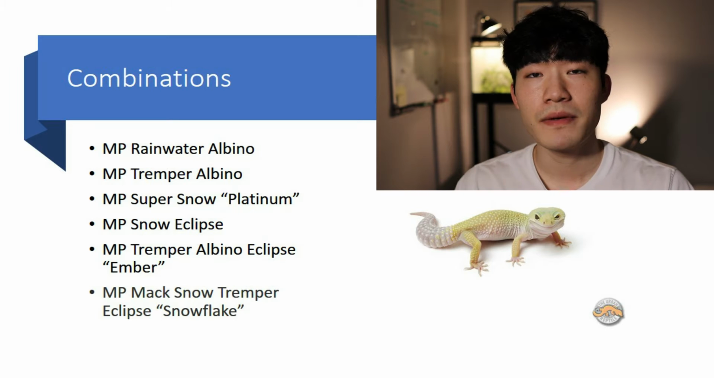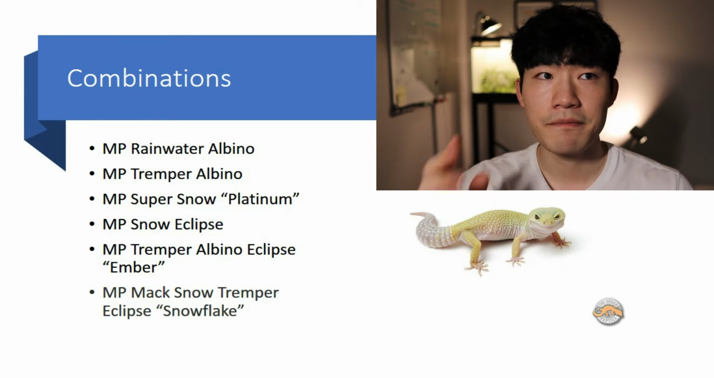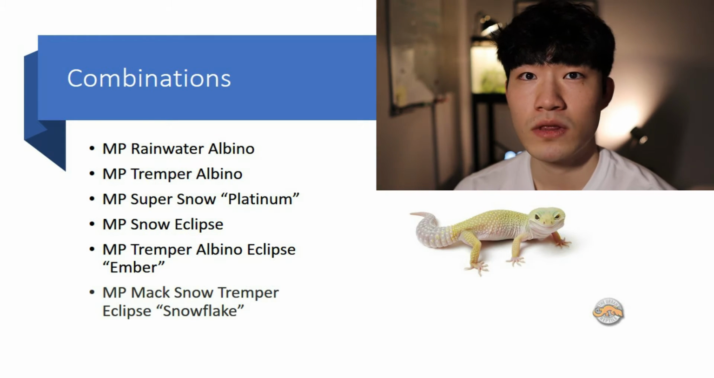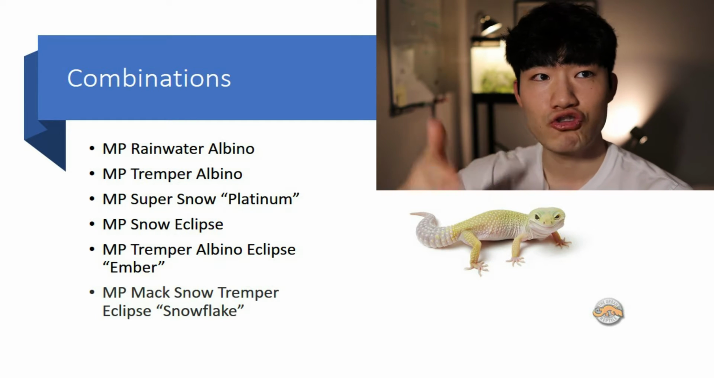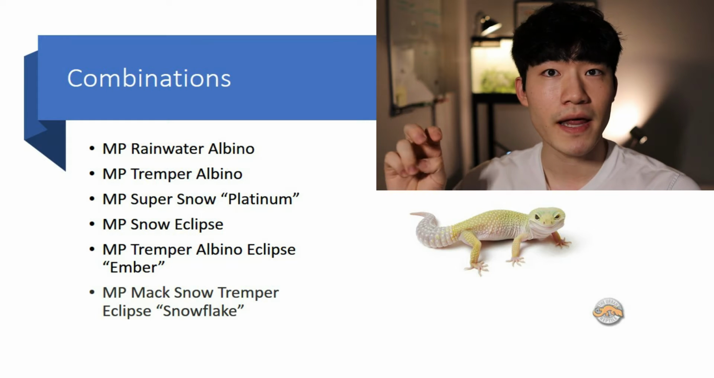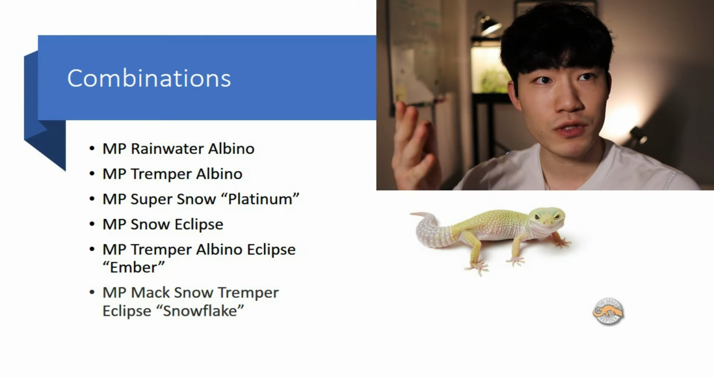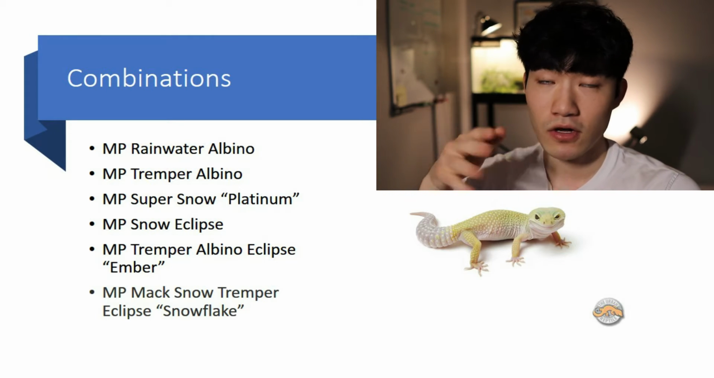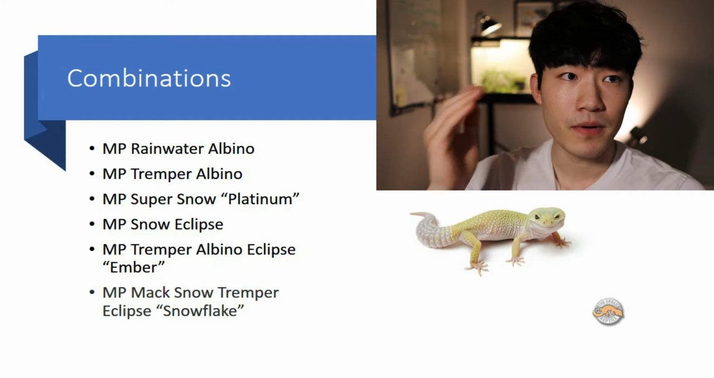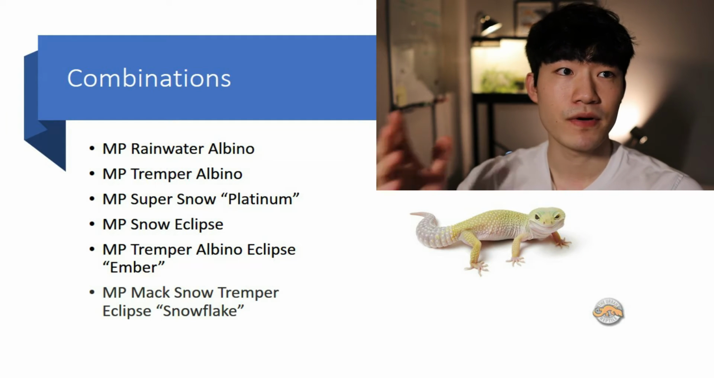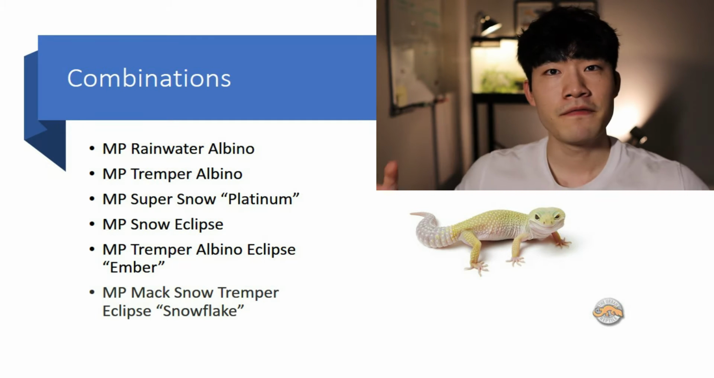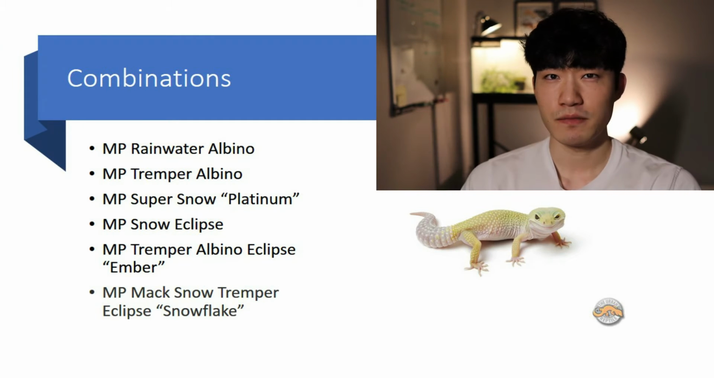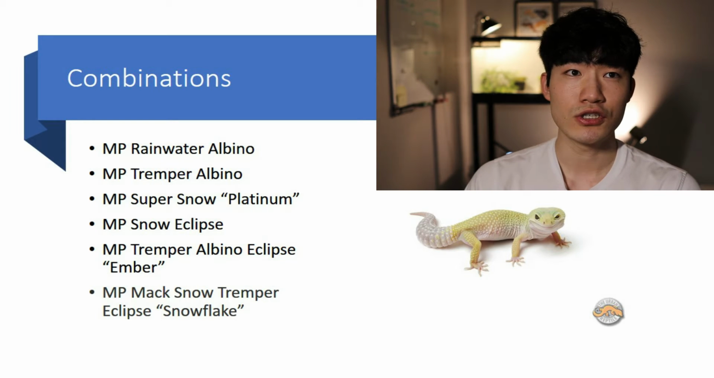Today in the combination part, I have brought the Rainwater Albino mixed with the Murphy Patternless Shrimp Albino, and Murphy Patternless Super Snow, which they also call a Platinum, the Murphy Patternless Super Tremper Albino Eclipse, which they also call an Amber, and Murphy Patternless Snow Tremper Eclipse, which in other words they call a Snowflake.